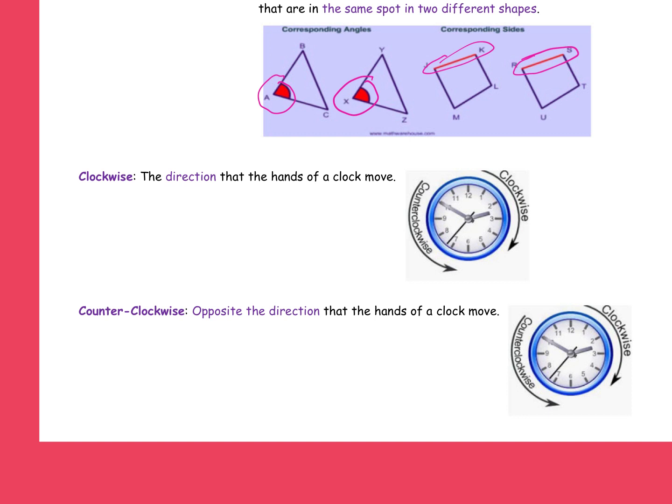So clockwise is the direction that the hands of the clock move, and counterclockwise is the other direction, right? Makes sense? So clockwise, I always have to do it in the air because unless I have a clock, clockwise is this way, counterclockwise is this way, right? So to the right and to the left. That helps out at all. Any questions so far on any of the words? We okay? Awesome.